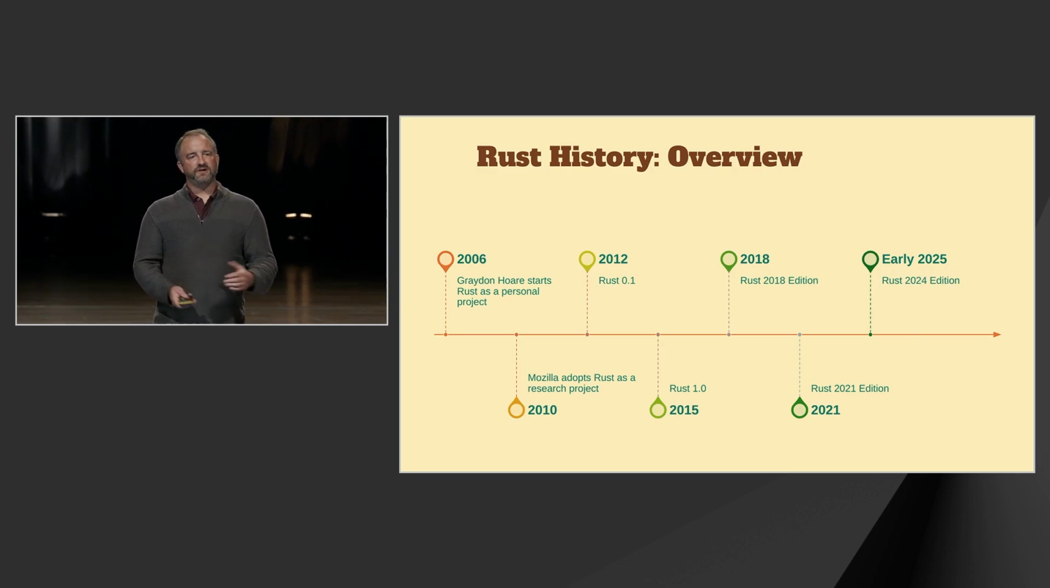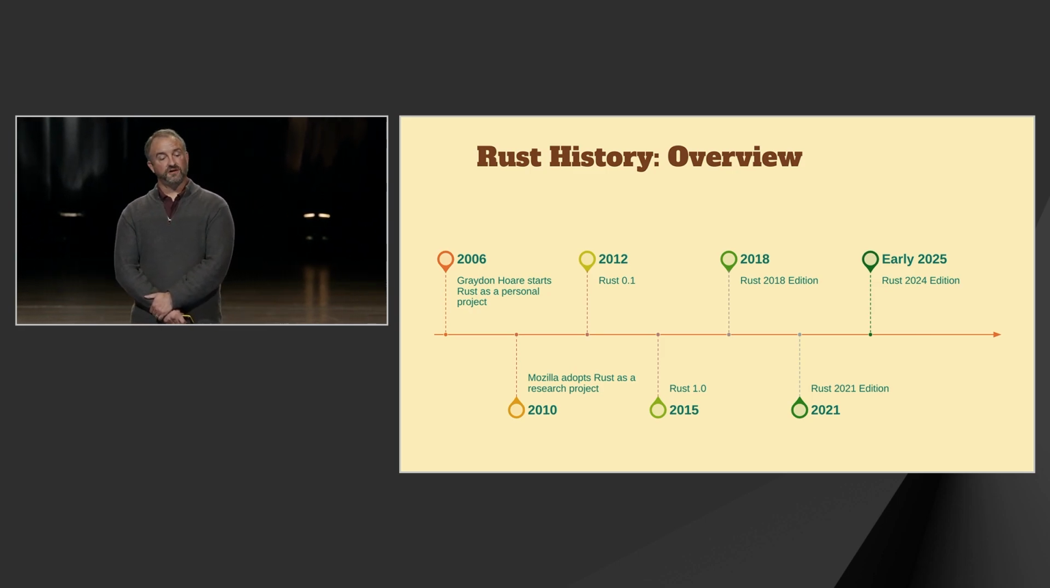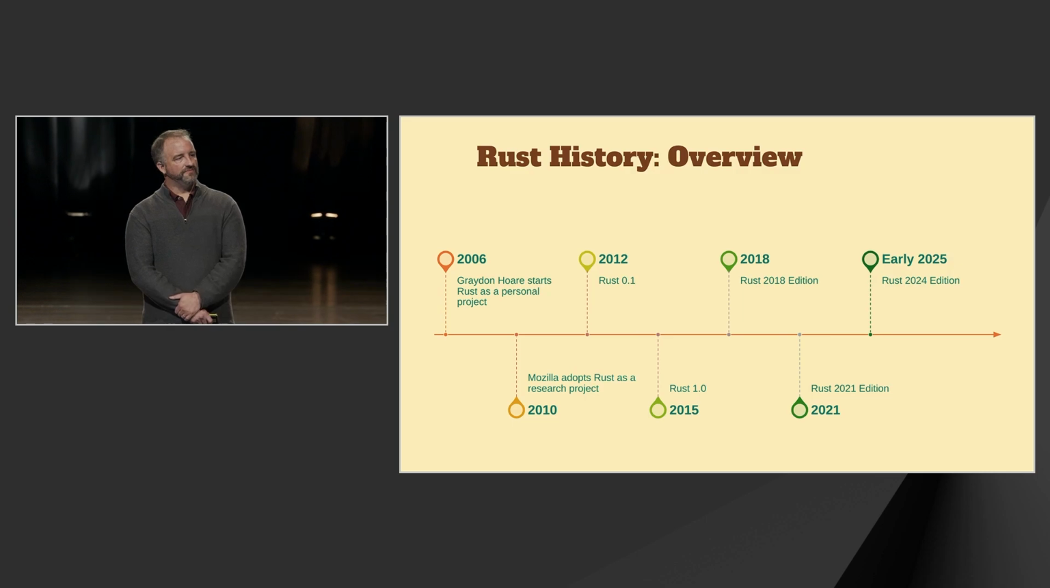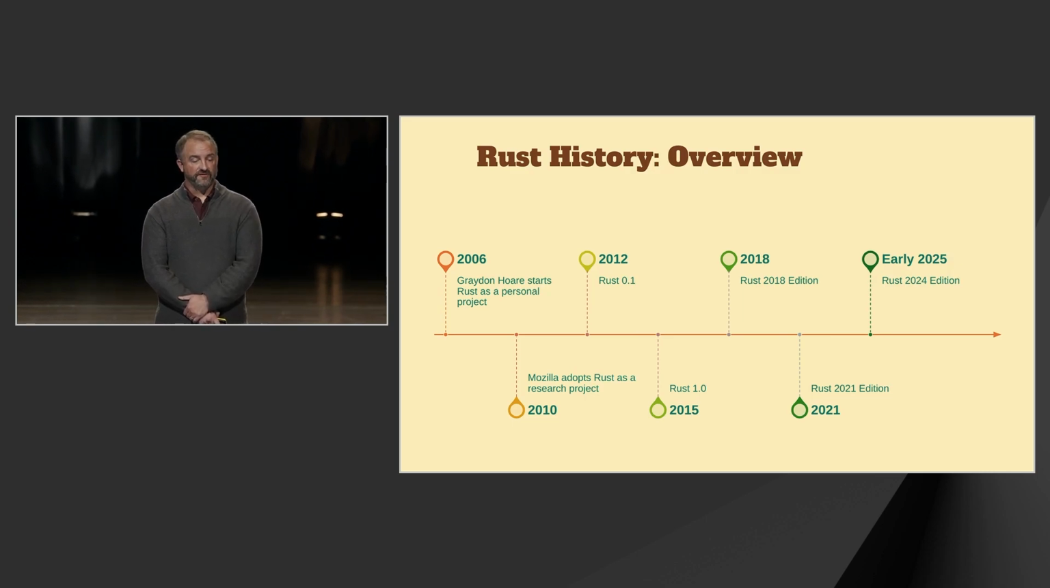In 2012, we had our first public preview release of Rust. It was Rust 0.1, and that was a point to say, hey, we're ready to let people start experimenting with it. The language was still very experimental. There was a lot of churn in it, but people started to try it out, and we got a lot of great feedback from it.